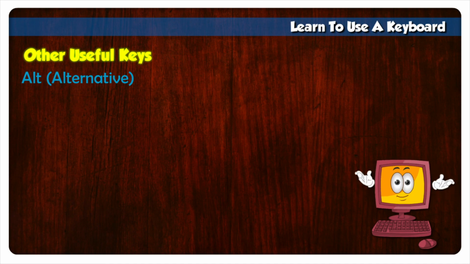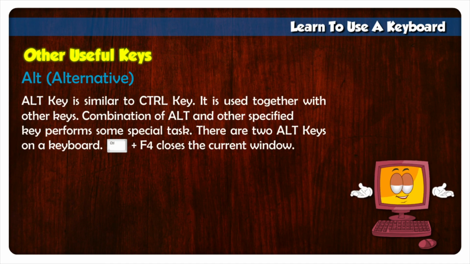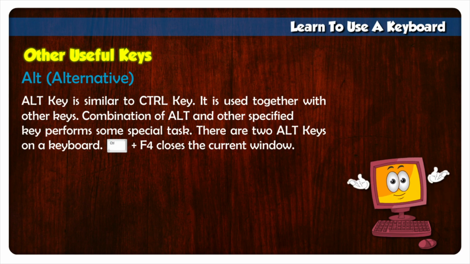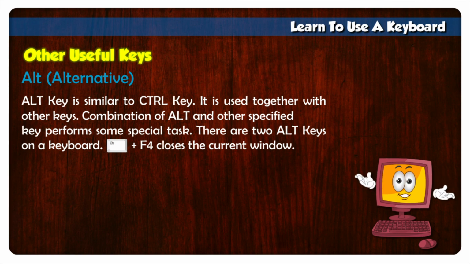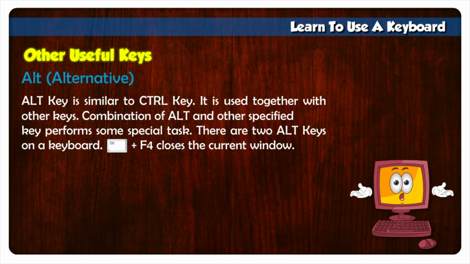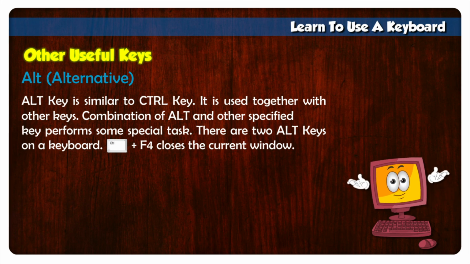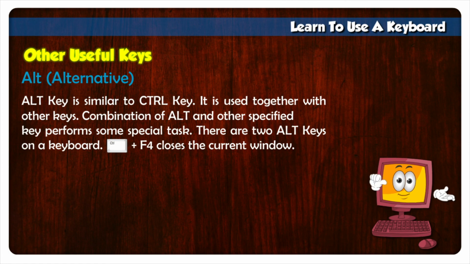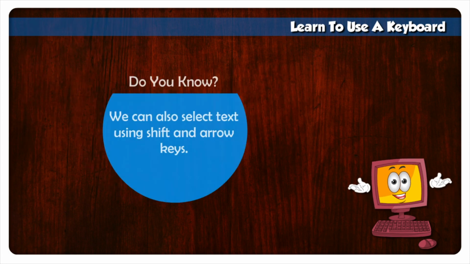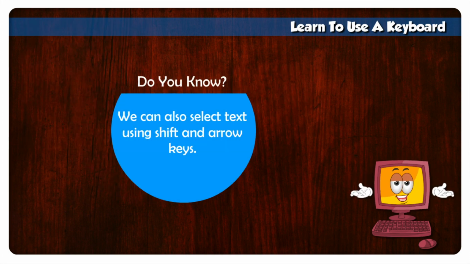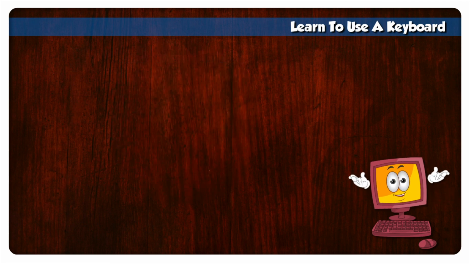Alt. Alternative. Alt key is similar to Control key. It is used together with other keys. Combination of Alt and other specified key performs some special task. There are two Alt keys on a keyboard. Control plus F4 closes the current window. Do you know? We can also select text using Shift and arrow keys.